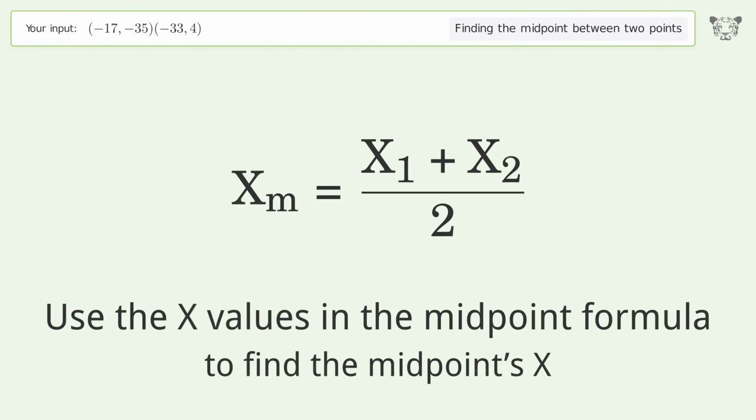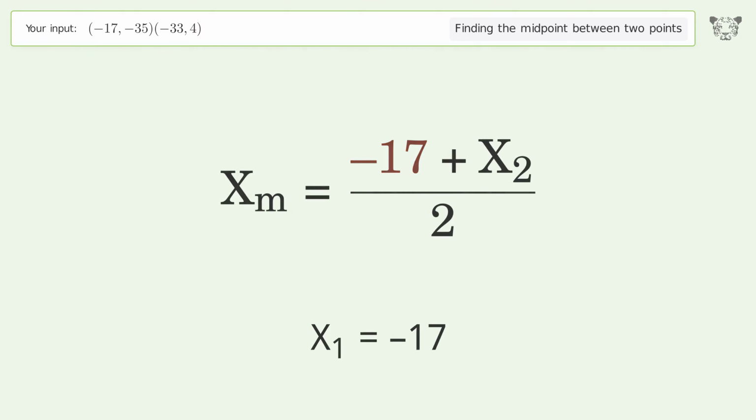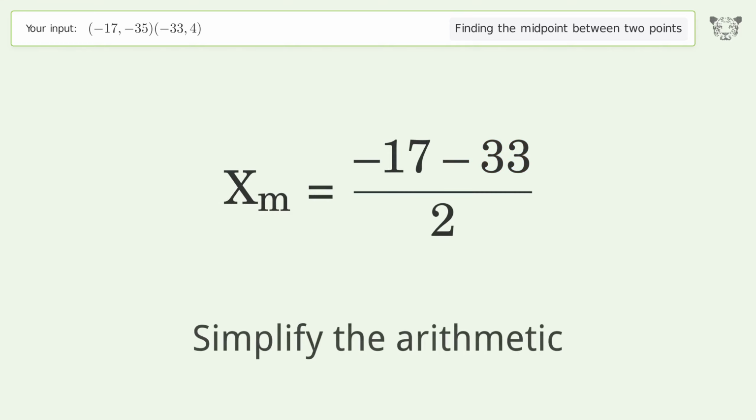Use the x values in the midpoint formula to find the midpoints x. x1 equals -17. x2 equals -33. Simplify the arithmetic.